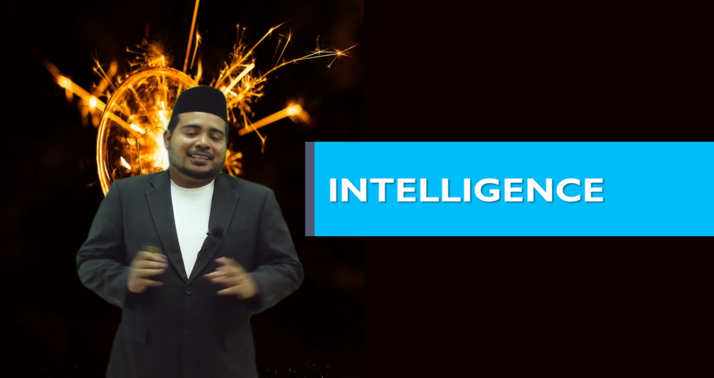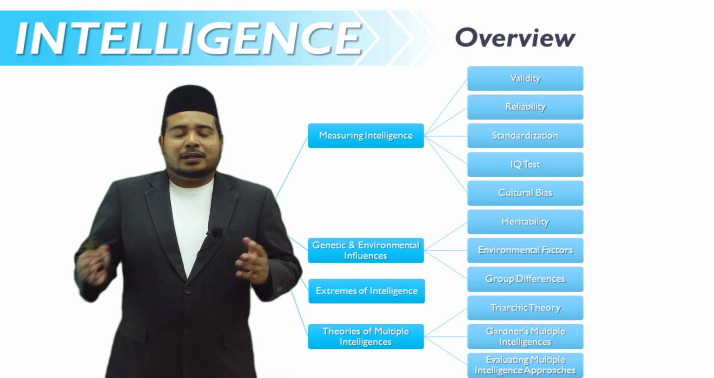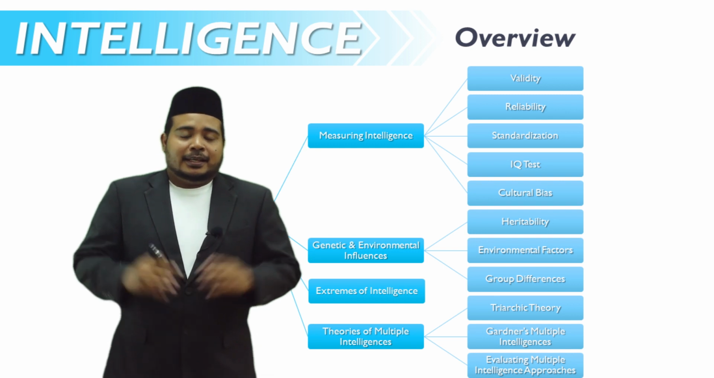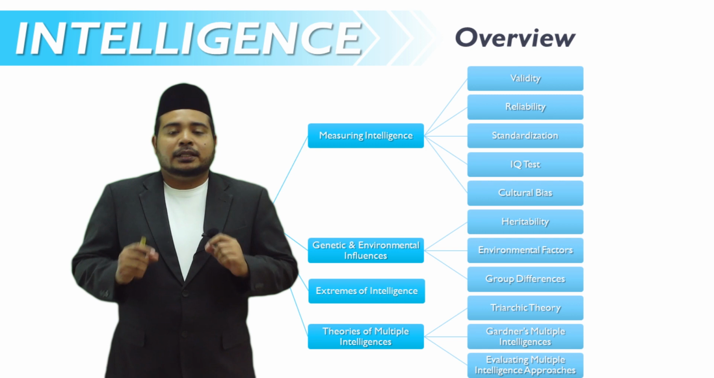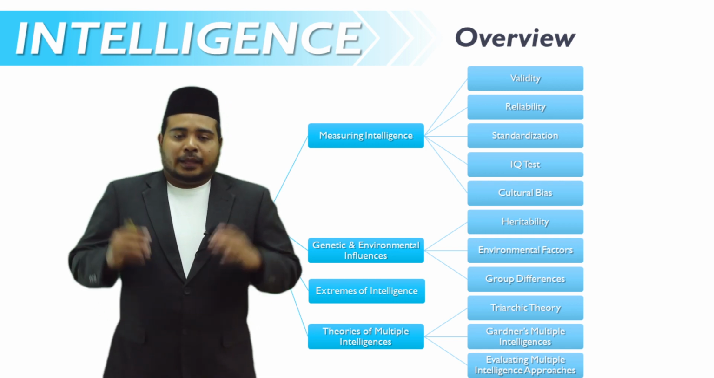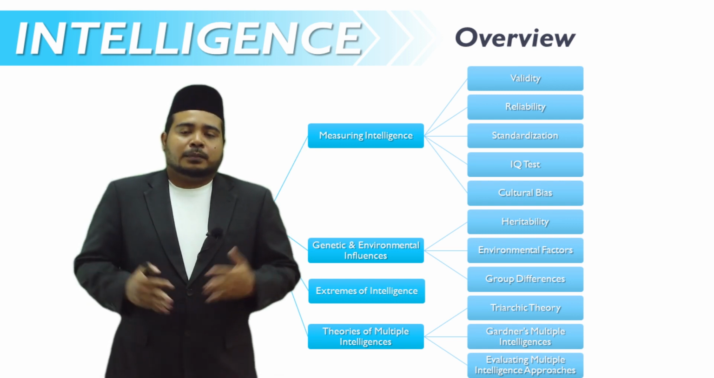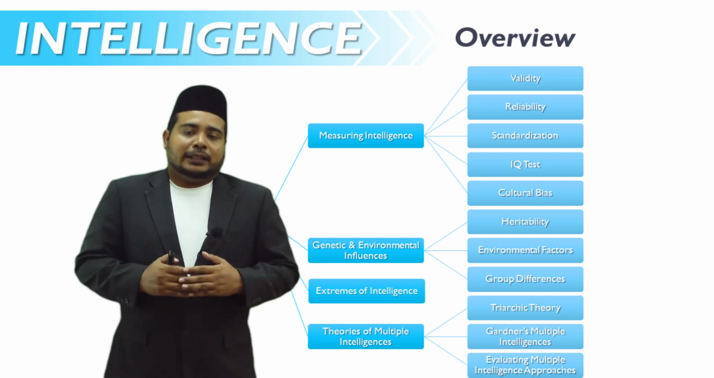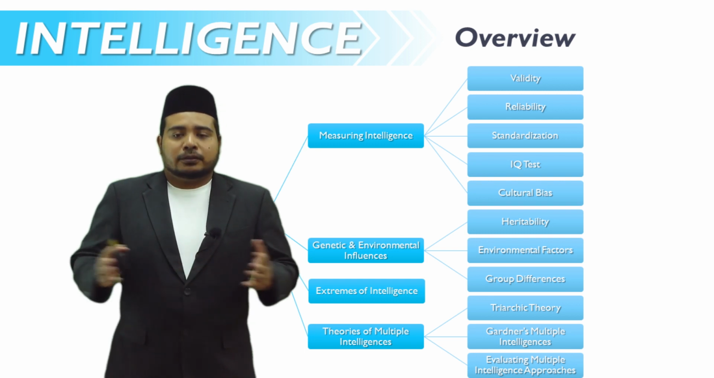The last topic under this chapter is intelligence. Under this subtopic, we are going to discuss first and foremost what intelligence is. After that, we are going to discuss important factors that we need to know in order to measure human intelligence. And after discussing measuring intelligence, we are going to discuss important factors that contribute to or influence our intelligence under the topics of genetic and environmental influences.